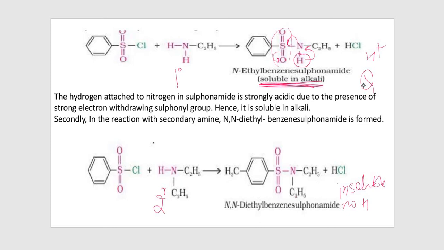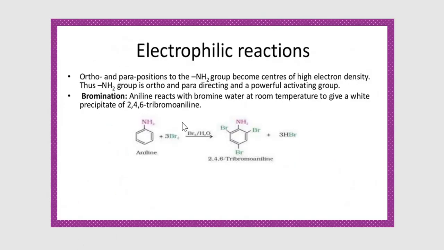This is also an important reaction because it's a name reaction and it is a test to distinguish between primary, secondary and tertiary amines. Tertiary amines, they do not react. So this way, primary amines give a compound which is soluble in alkali, secondary amines give a compound which is insoluble in alkali, and tertiary amines do not react. So these are the sulfonamides, and this is how we can use this test to distinguish between primary, secondary and tertiary amines. Any doubt? Let's move to the next important reaction, that is electrophilic substitution.